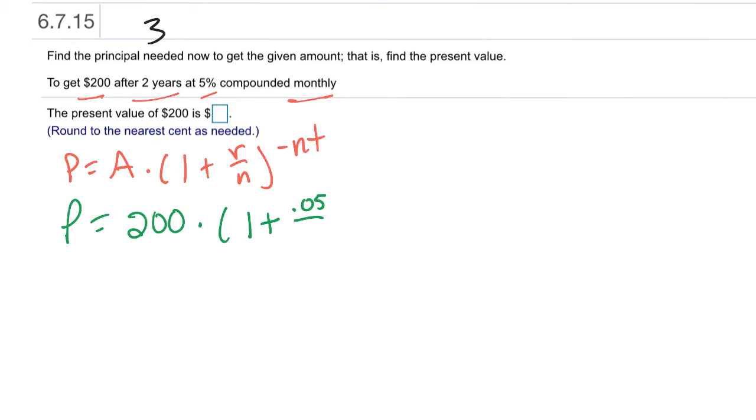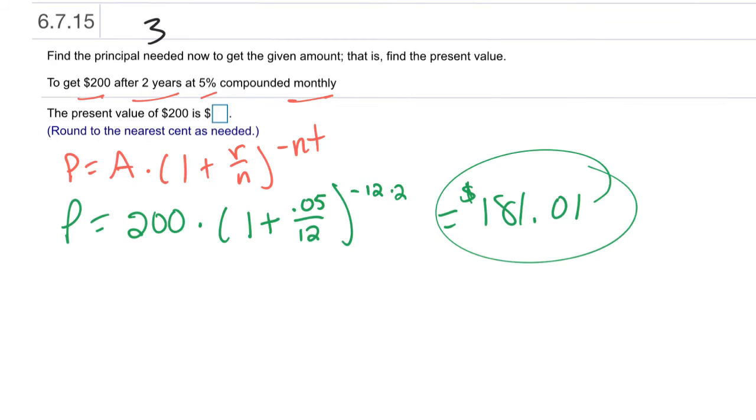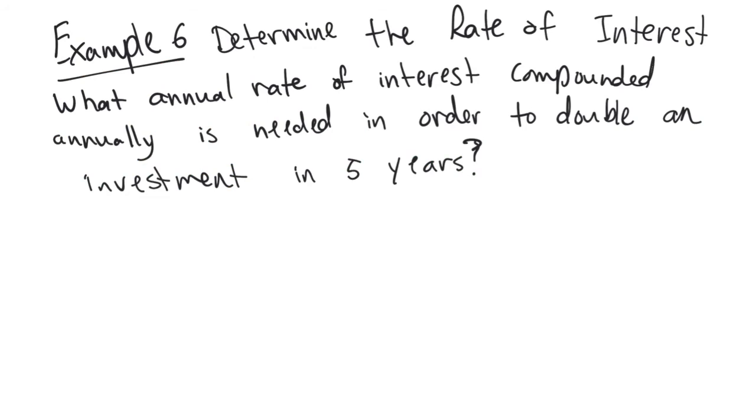0.05 divided by 12, because it's monthly, to the negative 12, because it's monthly, times 2. All right, when you type all this in your calculator, you should get 181.01. So this would be the principal that would be needed in order to have $200 in the account in 2 years.